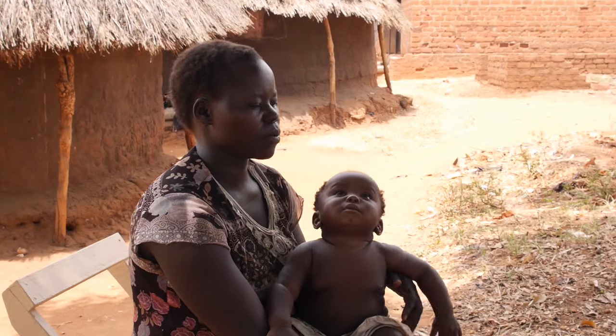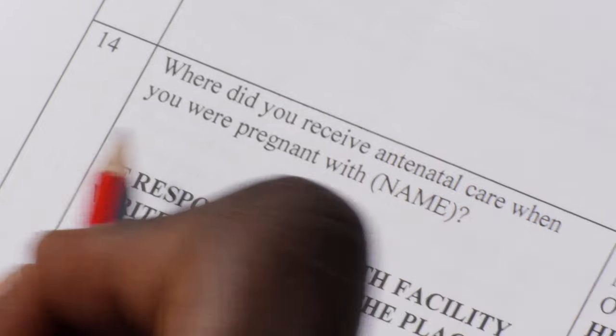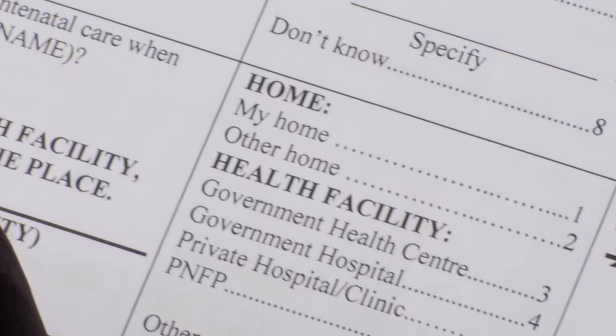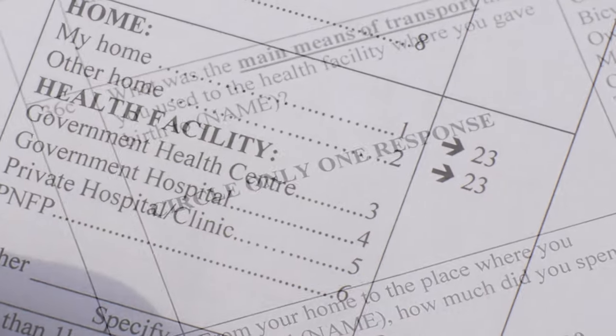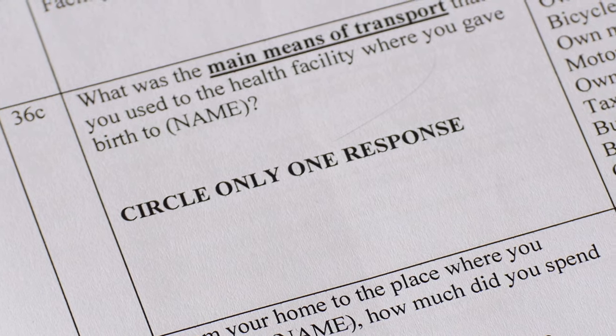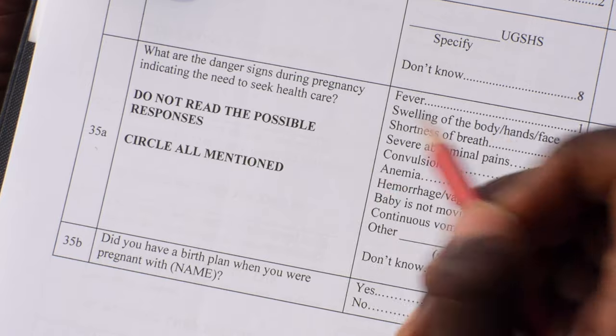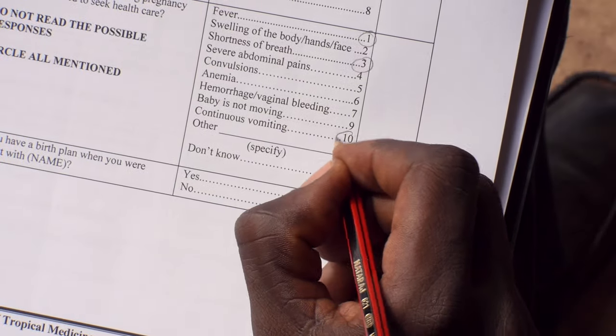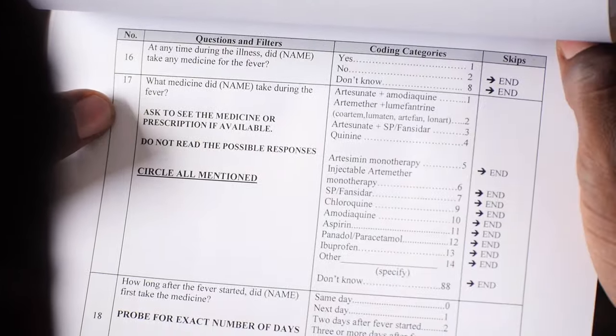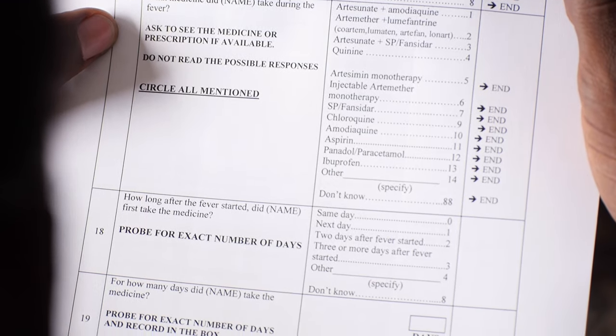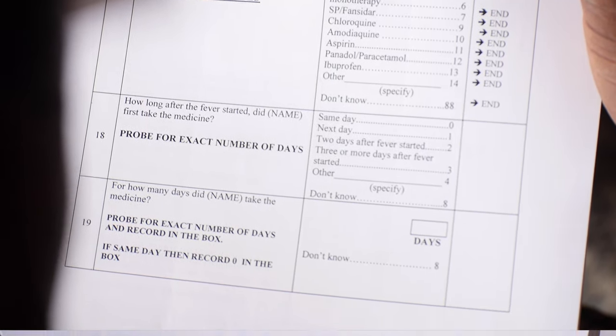When it comes to the interview itself, only read out the questions as they are written, never the answers or desired responses that are given there. Some questions will require you to circle just one or a number of responses. This is instructed in the questionnaire. Make sure you follow the instructions carefully as you work through the questionnaire.